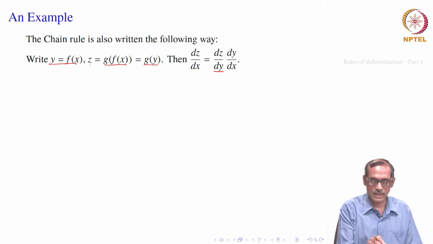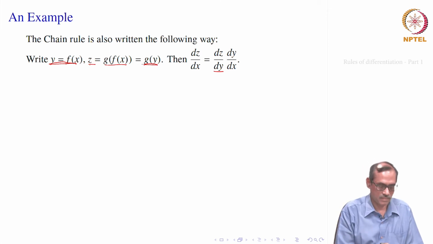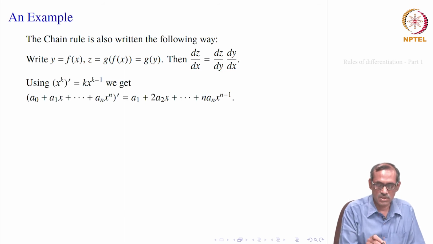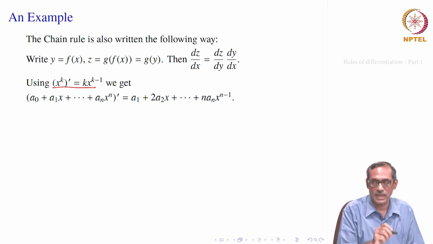But we have to write in this form: y equal to f x, z equal to g of y, which is g of f of x. Okay. So, with this let us apply to our polynomials, but this is about chain rule. Polynomials, when you differentiate, you will require only this one and the sum rule and the constant multiplication rule, first and second rule.